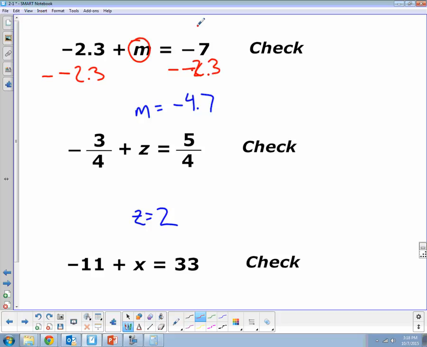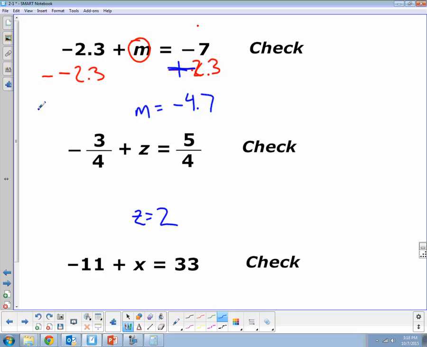subtract negative 2.3. Now, when you're subtracting a negative, you're going away from the negatives. You're going more positive. If you're subtracting a negative, you're taking away negatives, which is really like adding a positive. You're going further positive. So negative 7 plus 2.3 is going to give us a negative number, but we're going closer to 0. And so negative 7 plus 2 is negative 5.